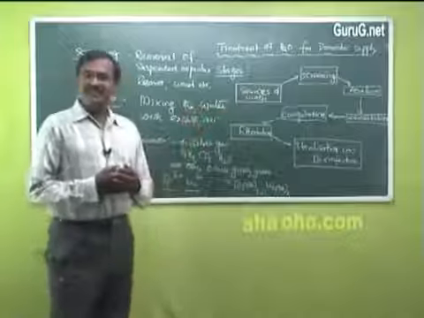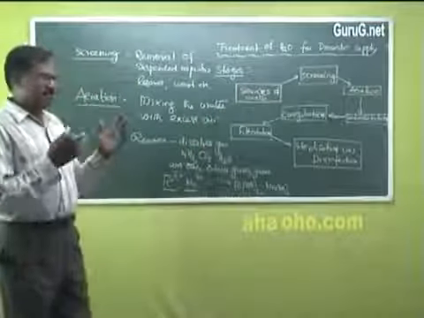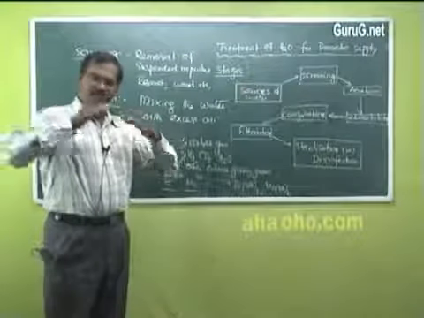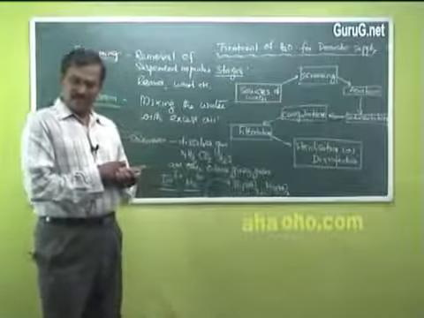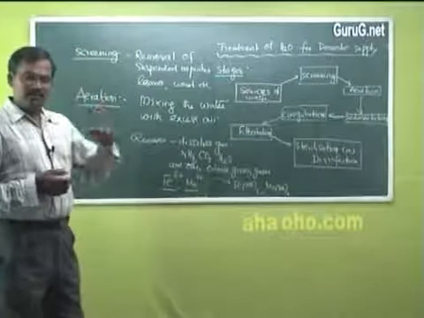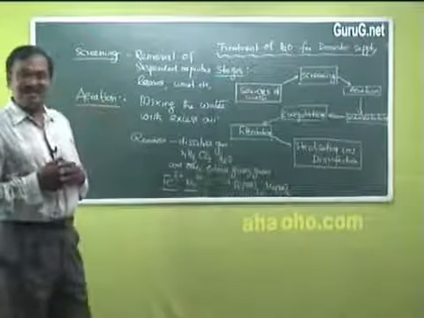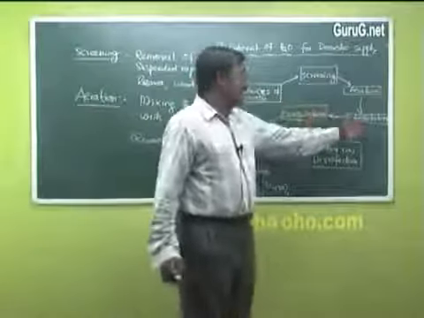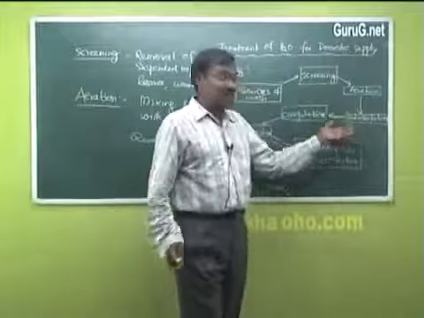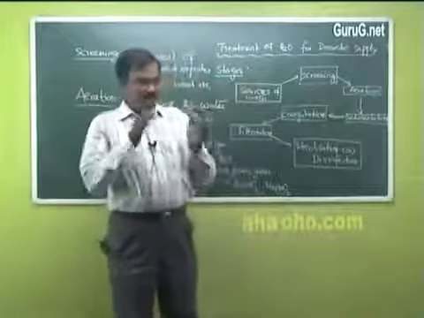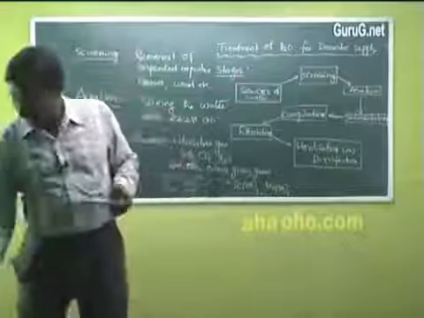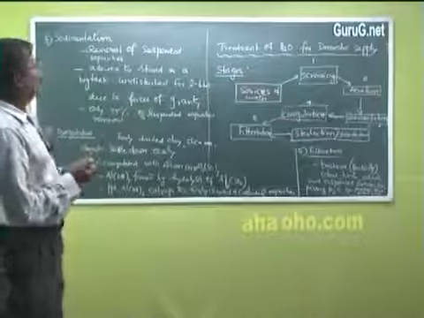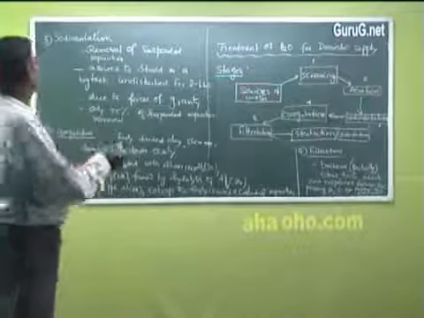So the next one is sedimentation. Sedimentation means we are allowing the water to settle down in a tank. When it is allowed to settle down, the particles settle down by gravity. Here we are not going for any mechanical means, or adding any chemical. We are just allowing the water to remain in the tank. So the third step in the treatment of water for domestic supply is sedimentation.